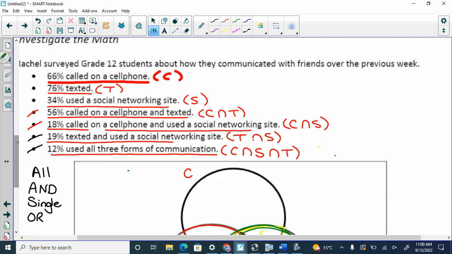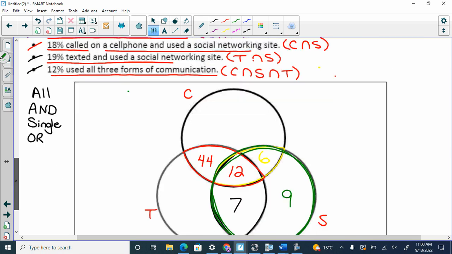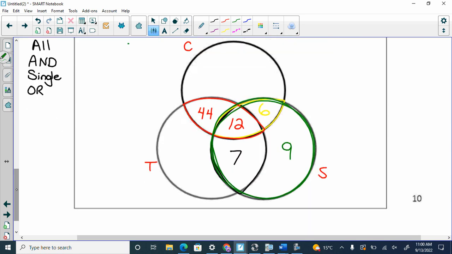Okay. Then we have 76 should be in the texting circle. 76. We already have 44, 56, 63. I need 76. So how many are here? 13.